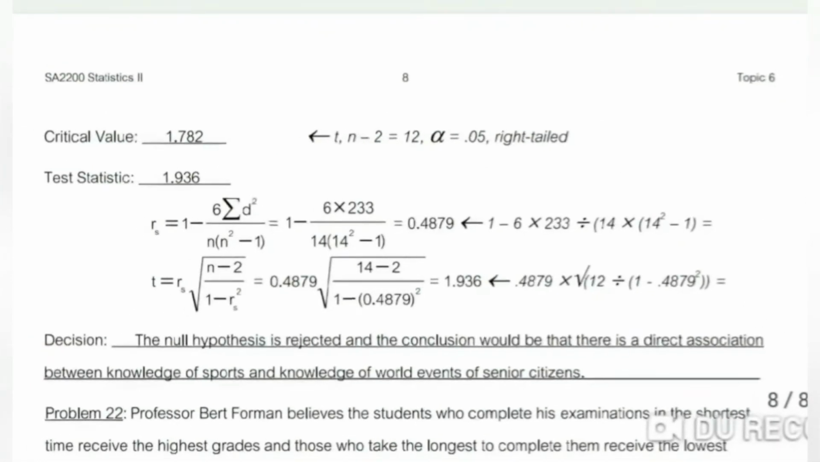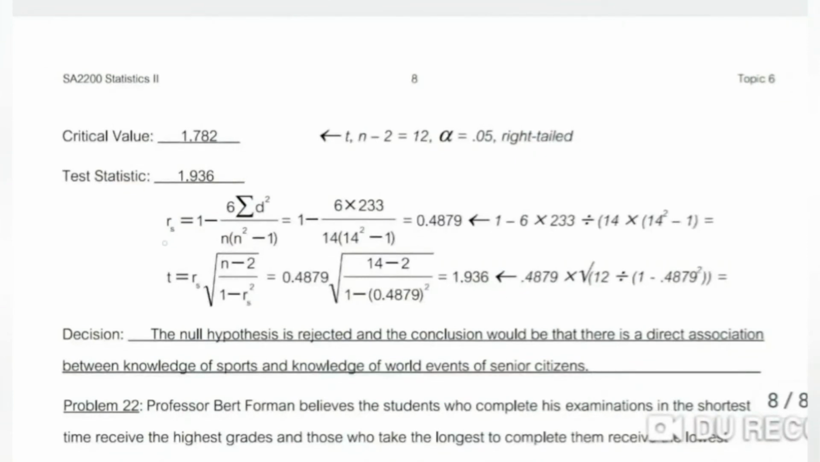Test statistic computing. Here you copy formula 5: RS is equal to 1 minus 6 times sigma d squared divided by n times n squared minus 1. So you enter values: 1 minus 6 times sigma d squared, which is 233, n is 14. After that, compute all in the calculator. I show on the right.